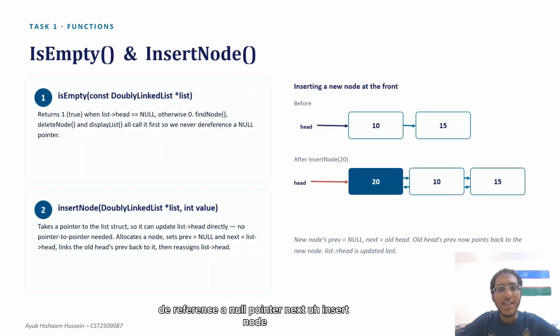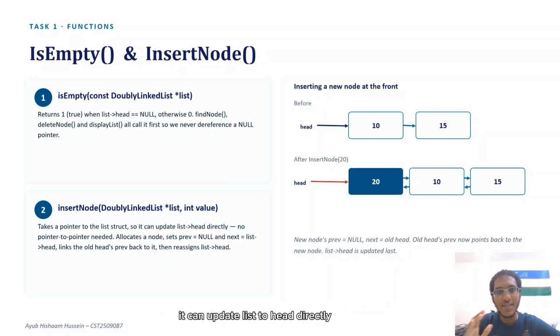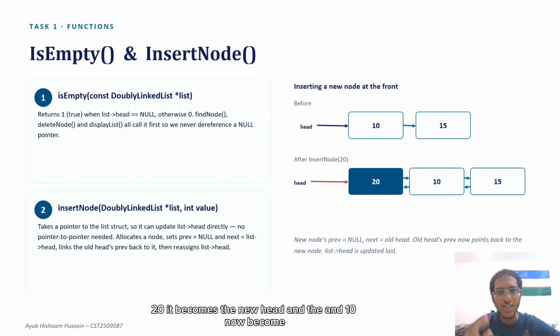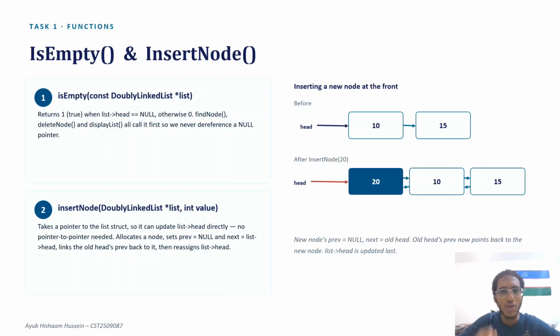Next, insert node. Since it takes a pointer to the list struct, it can update list->head directly. No need for a pointer to pointer. Here's what happens step by step. We allocate a new node, set its prev to null and its next to the old head. Then we link the old head's prev back to point at this new node. And finally, we reassign list->head to this new node. As you can see in the diagram, after inserting 20, it becomes the new head, and 10 now correctly points back to it. Okay, on to the next slide.